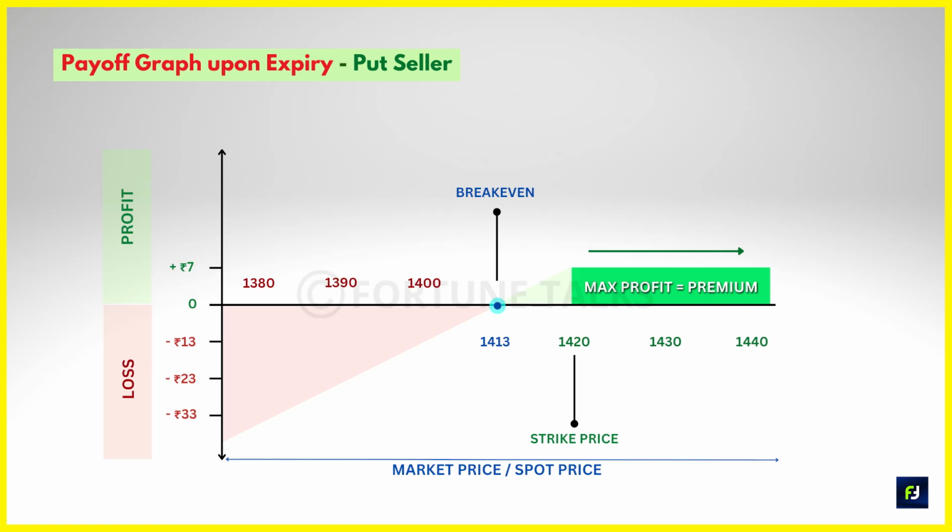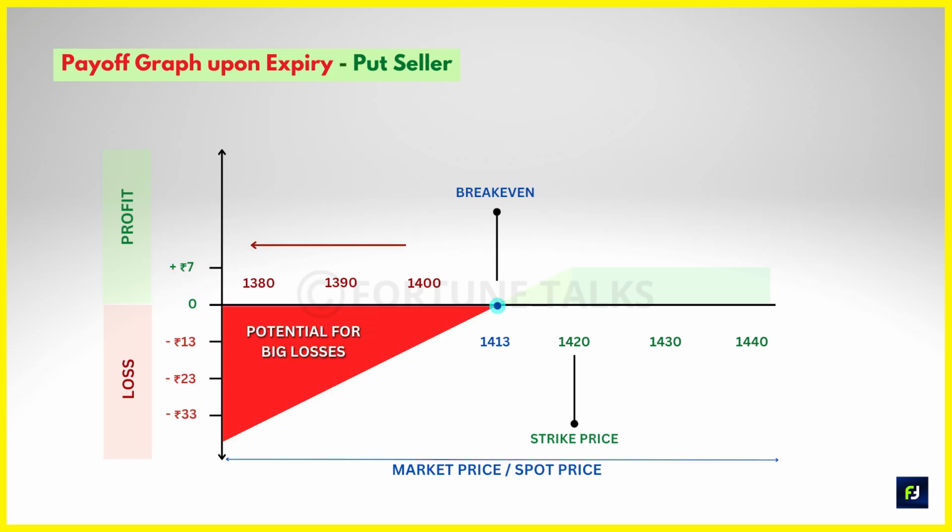You can notice how the profit is restricted to 7 rupees as long as the spot price is trading at any price above the strike price of 1420. Between the strike price of 1420 and the break-even point of 1413, we can see the profits getting minimized. At 1413, the seller makes neither a profit nor a loss. And below 1413, the put option seller starts losing money. In fact, the slope of the line clearly indicates that the losses start to increase exponentially as and when the spot value moves below the break-even price.